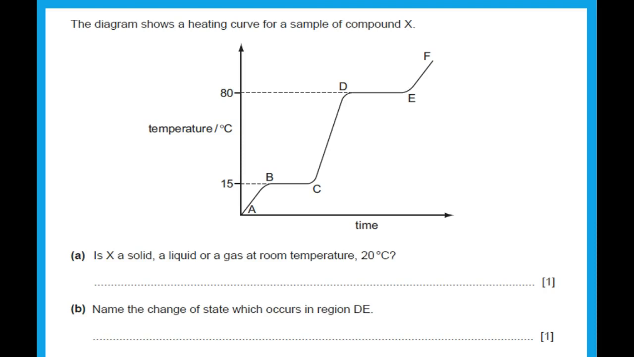If you look at this heating curve, you should realize that at A, it is what? At A is a solid. Now, between B and C, what is it doing? Between B and C, it's melting. And then between C and D, it's a liquid. So 20 degrees centigrade is somewhere between C and D. So at that point, it is a liquid. If I go on to D and E, what is happening in D and E? D and E is the second change of state, so that is boiling.